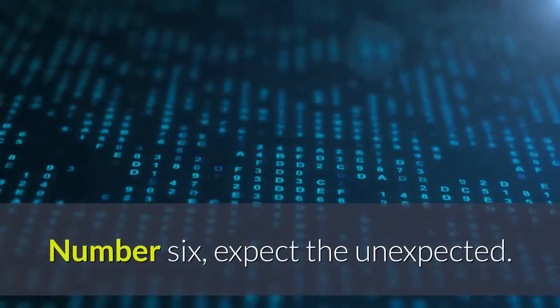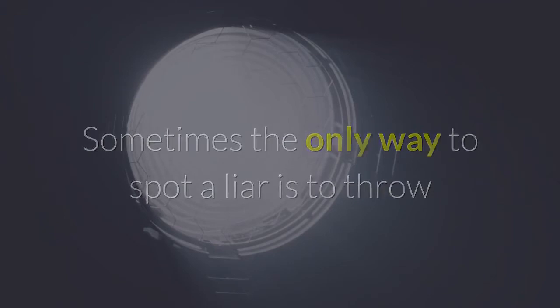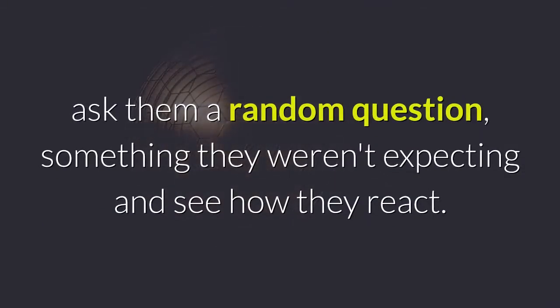Number 6. Expect the unexpected. Sometimes the only way to spot a liar is to throw them a curveball in the middle of their story. Ask them a random question, something they weren't expecting, and see how they react.